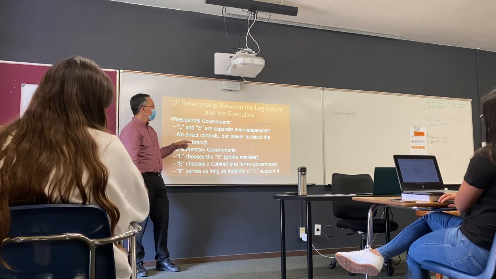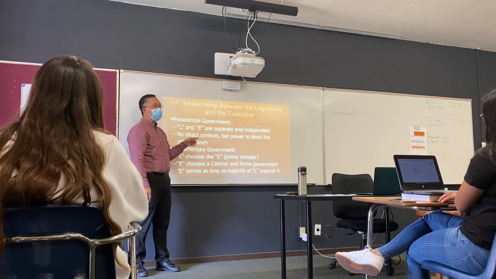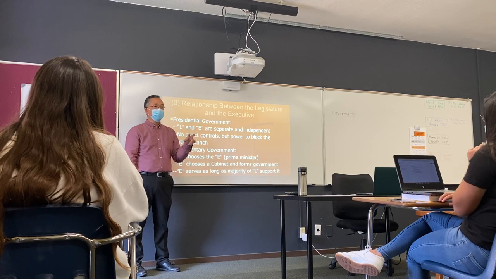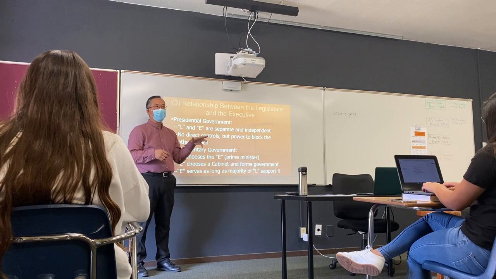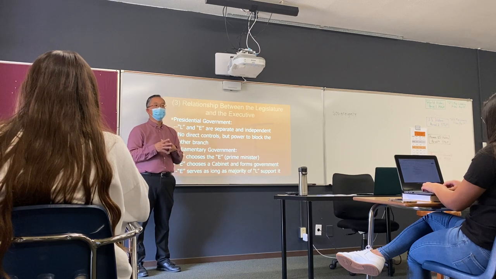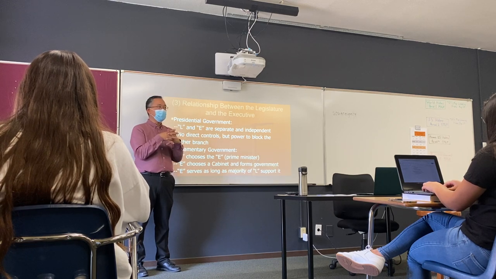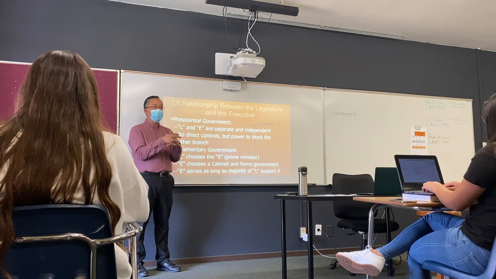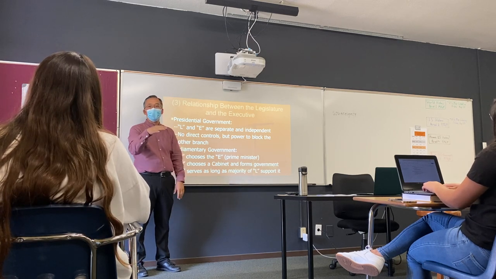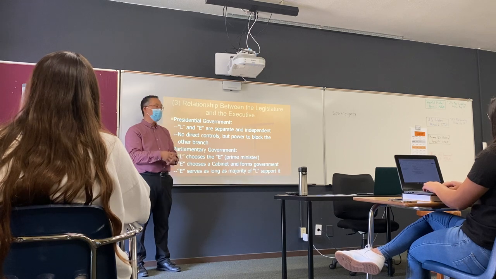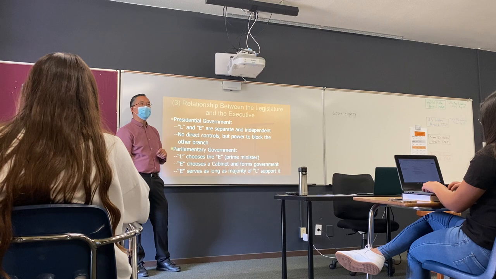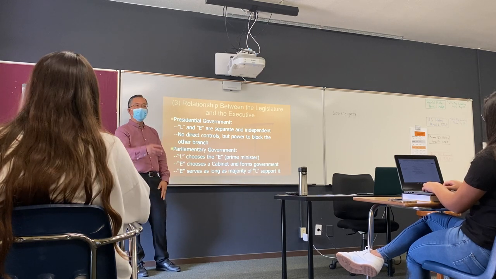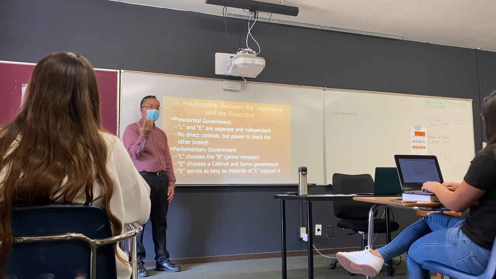Okay? Unfortunately, the executive and the legislative branches can block each other. We'll learn about the checks and balances. So this system can be more difficult to change. You can have impasses where Congress wants to do it, the president doesn't, or the president wants to, Congress doesn't, and nothing gets done. In a parliamentary system, it's very easy to get rid of the leader if you don't like him. The majority party gets to remove the prime minister at will.